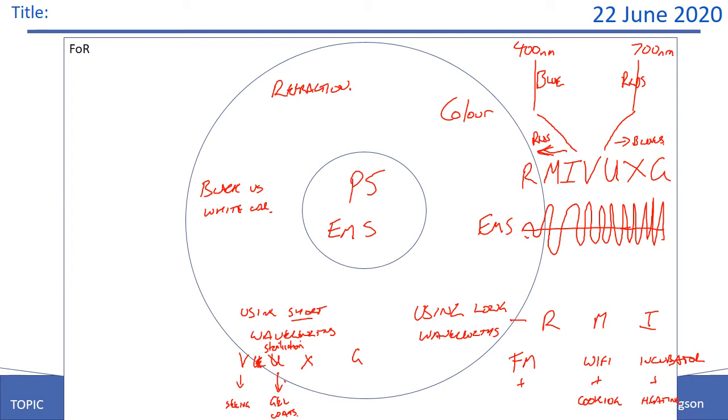X-rays. This is possibly the easiest one on the board. What do we use X-rays for? To see your bones. Medical imaging. Yes, bones is fine, you would get the mark for that. I'll put medical imaging because it's a better idea to use the proper term. There are other things we use X-rays for, but generically medical imaging is pretty good.